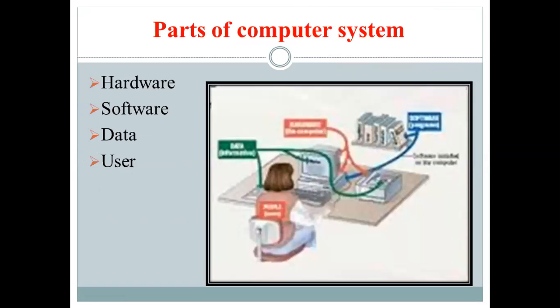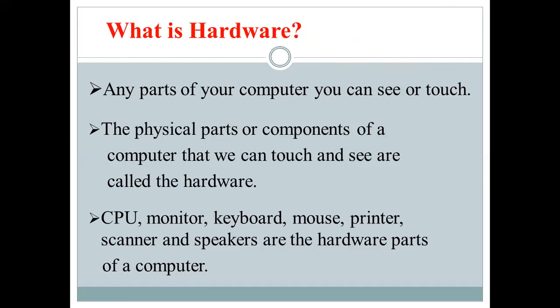Now these all are the parts of a computer system: hardware, software, data and user. Here user, we all are using the computer, so we call the user. Now let's begin with what is hardware.